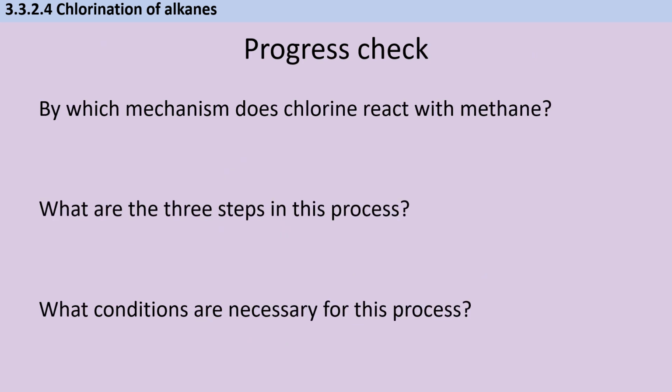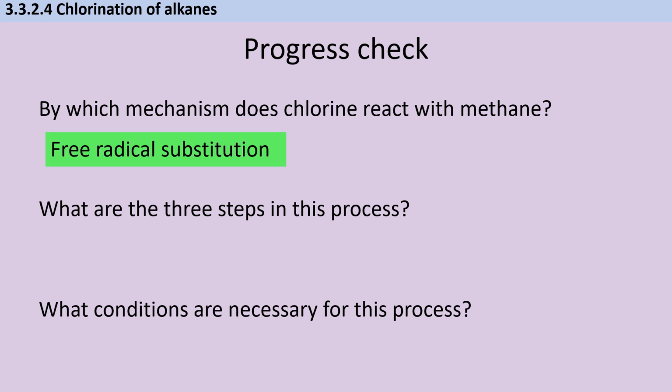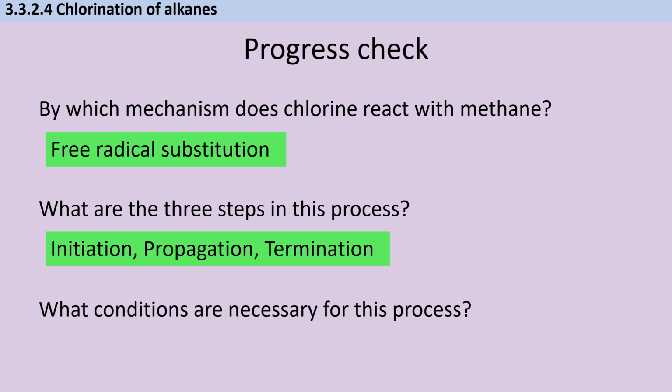Time for a quick progress check. Pause the video and make sure that you can answer these three questions. Chlorine reacts with methane by free radical substitution. The three steps are initiation, propagation and termination, and in order for the process to begin, we need UV light.